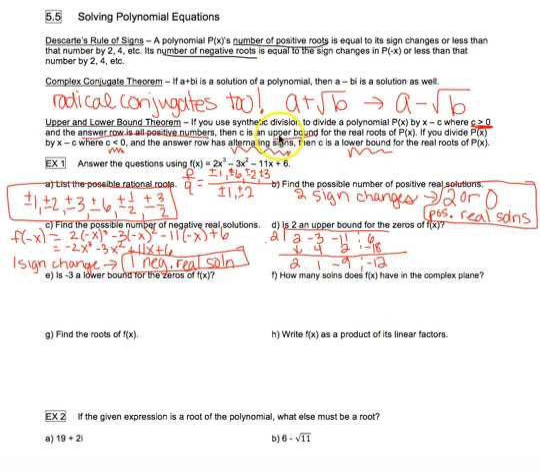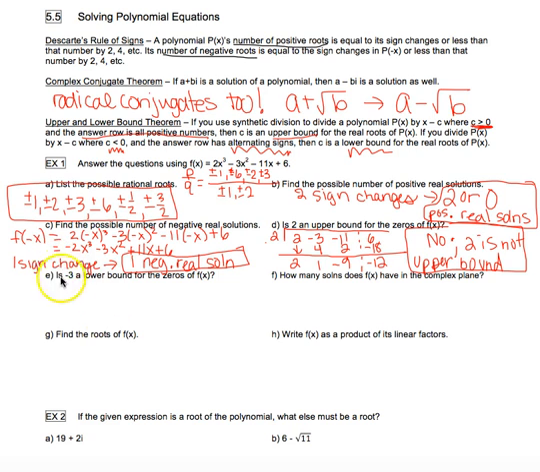For upper bound, it says the answer row has to be all positive numbers. I have 2 negative numbers. So that means that this is a no. 2 is not an upper bound, which means that there is at least one real zero that's bigger than 2.